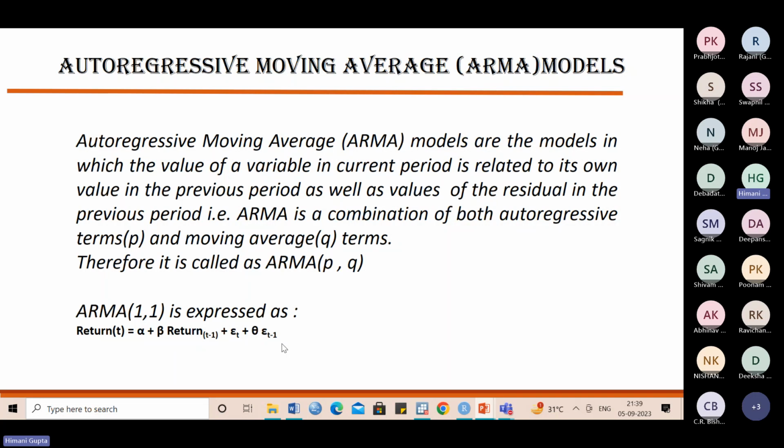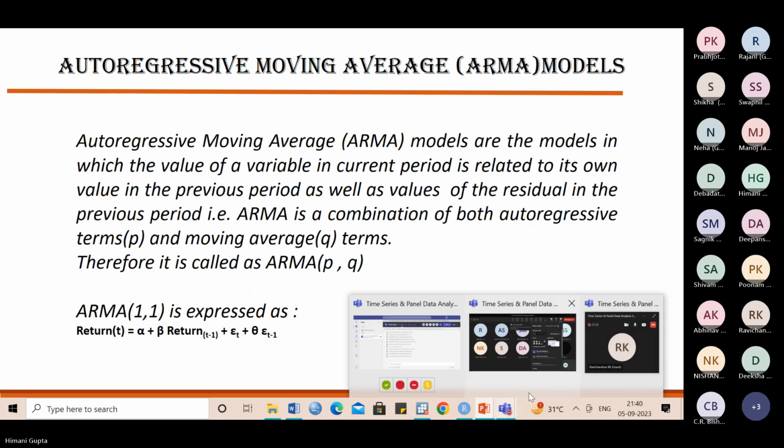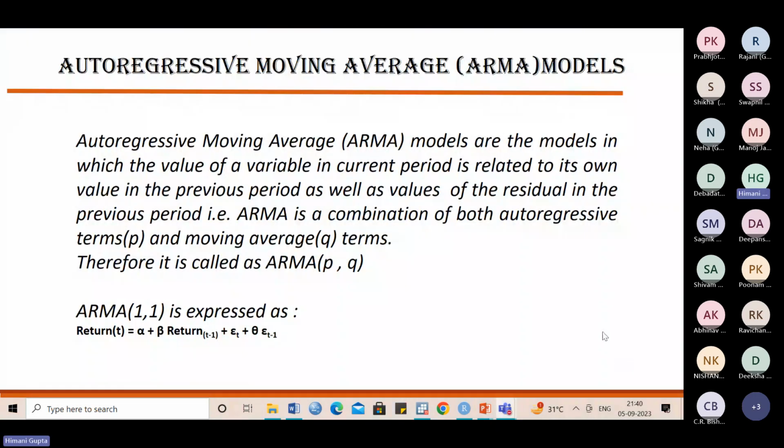So it will be considered as your ARMA model and I'll name it as 1, 1. If it comes out to be t minus 1, t minus 2 for the return and t minus 1 for the error term, I would say ARMA 2, 1. Got it? Any doubt till here?